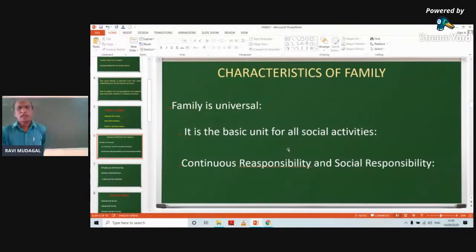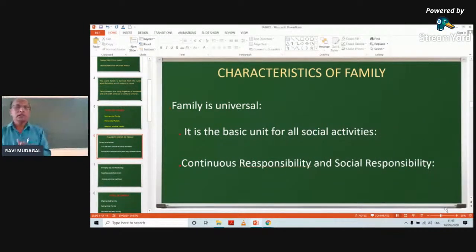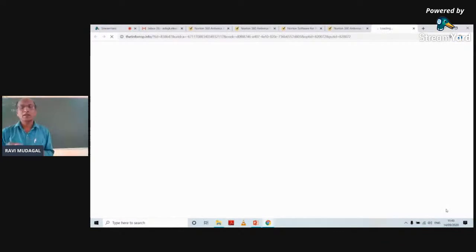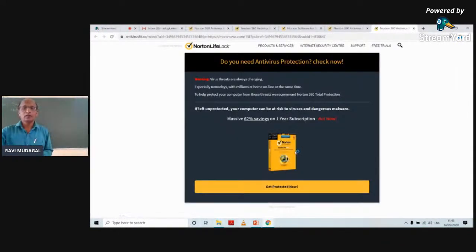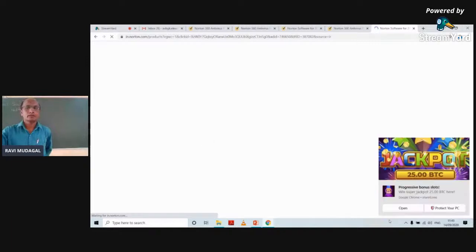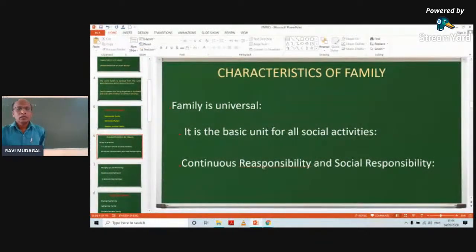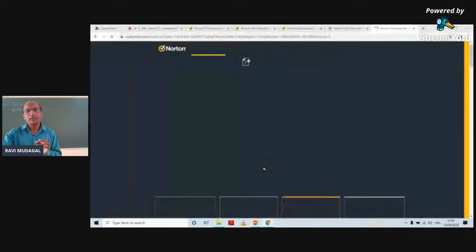The first characteristic of family is that it is universal. Yes, children, the first characteristic of family is universal, right? It is the basic unit for all social activities. The second characteristic is that it is the basic unit.